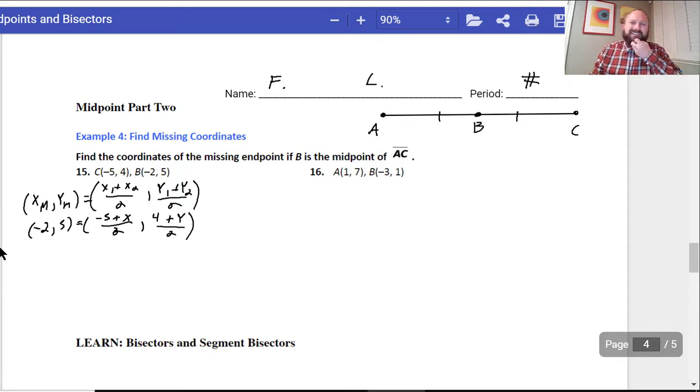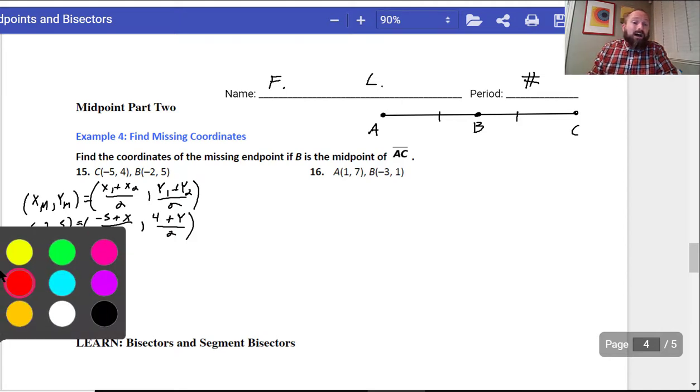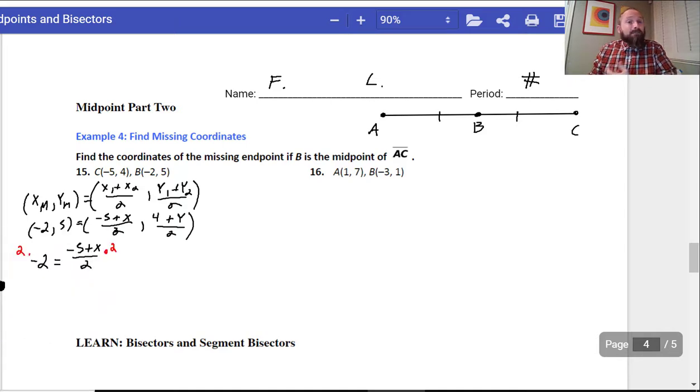Now you might be like, well, how is that going to help me? Well, we can break this apart and make two separate equations. So I can make this first one right here. I'm going to say my x's. I know that -2 has to equal -5 plus x divided by 2. And you're like, well, I didn't get x by itself. Well, now you have to. So we're going to slowly get x by itself by doing the inverse operations. So I'm going to times it by 2 on both sides. And I get -4 is equal to -5 plus x.